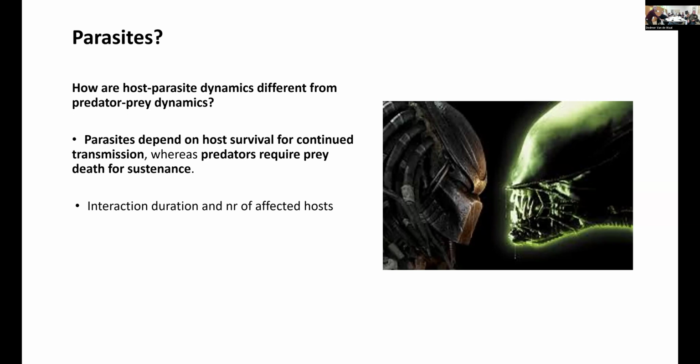Also, that's the interaction duration that you just mentioned, but also the number of prey or hosts affected. So one parasite individual will be linked to one host individual, whereas one lion will eat many zebras in its life. There is also a difference in terms of morbidity versus mortality. With a parasite, you don't necessarily always have to die.